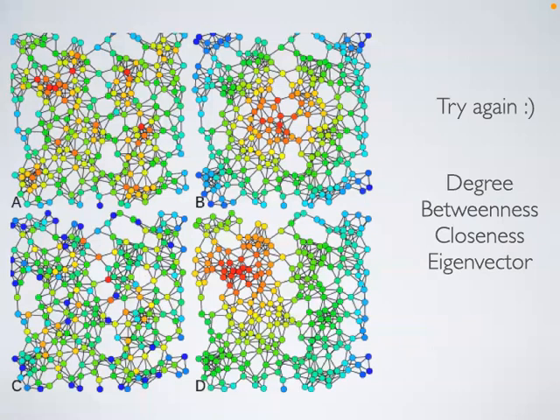So a simpler version. I hope this one, you can find the solution. Degree, betweenness, closeness, eigenvector. What are your guesses? Yes. I would say closeness is D. D? Yes. The closeness? What are your opinions? And the other ones, what do you think?